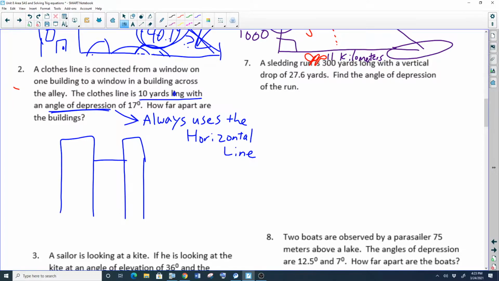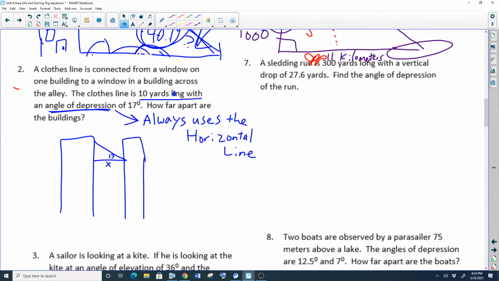Clotheslines are usually straight across, right? So you can hang your clothes. Here's a little hanger. Okay, let's see here. How far apart are the buildings? It tells us the angle of depression is 17 degrees, and we want to know how far apart the buildings are. Call it X. And the clothesline is 10 yards long. Now I'm confused again, because the clothesline is 10 yards long with an angle of depression of 17 degrees.